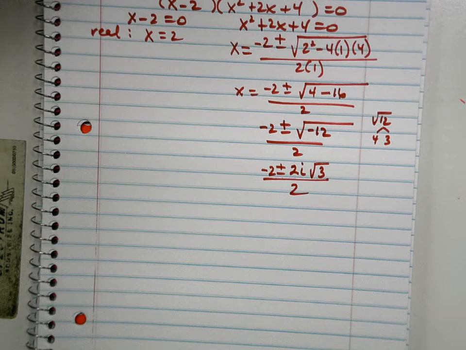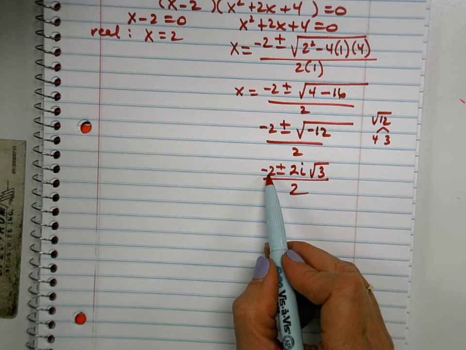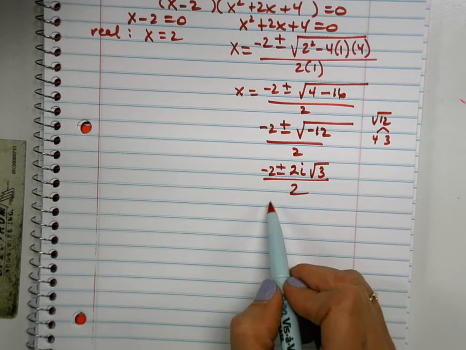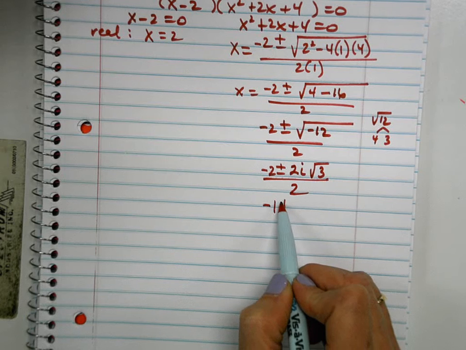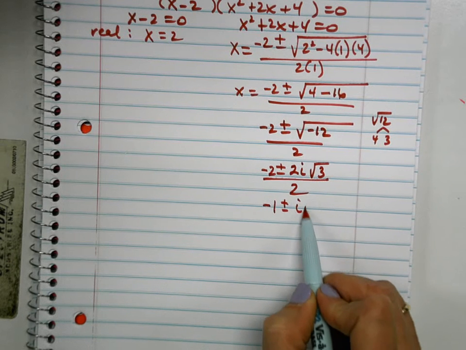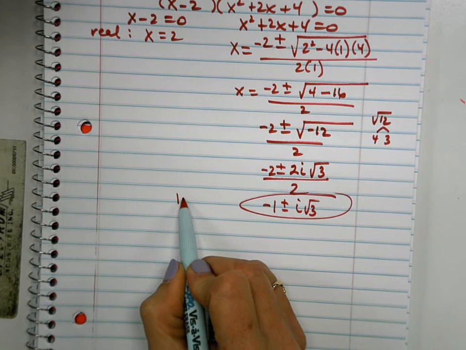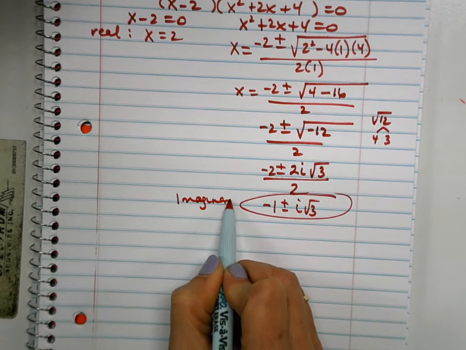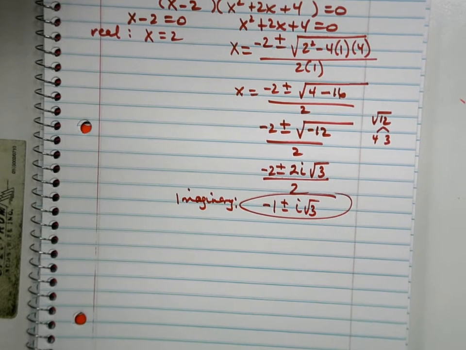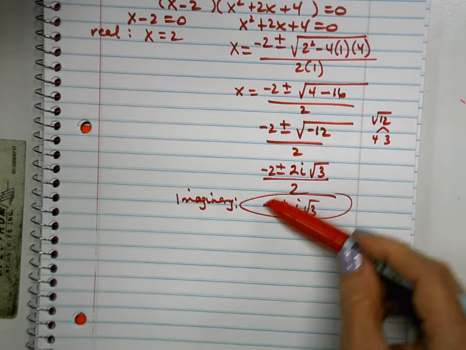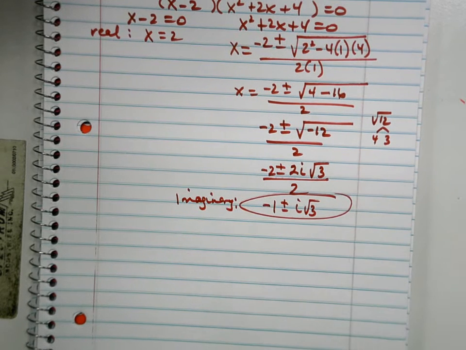Now can I cancel? Yeah, and I'm just left with what? What would be first? Negative 1 plus or minus i root 3. Those are the imaginary solutions. The imaginary ones are going to have the i's in them. And there's 2 of them there, okay? You got negative 1 plus i root 3 and negative 1 minus i root 3. Okay?